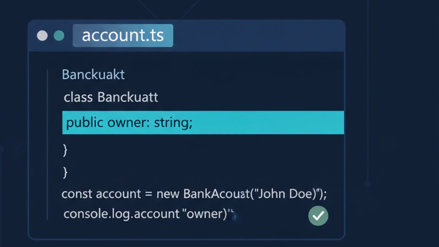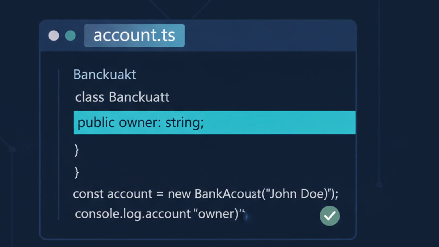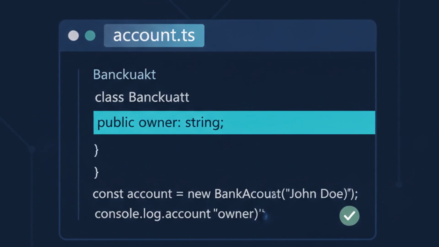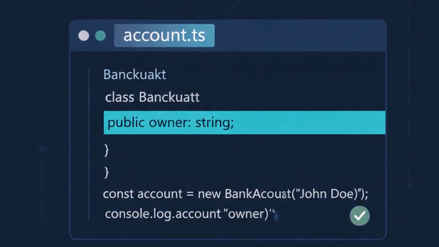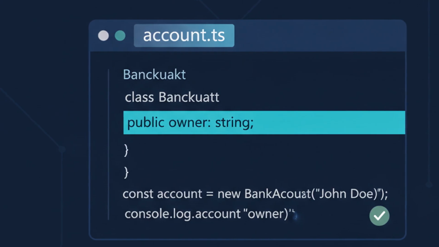Public is the default. If you don't write anything, a property is public, meaning it can be accessed from anywhere. Here, we mark name as public explicitly. You rarely need to type it out, but it makes your intent clear. Outside code can freely read and change a public property.